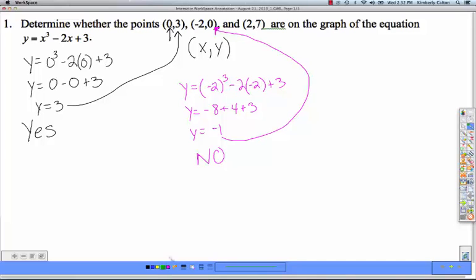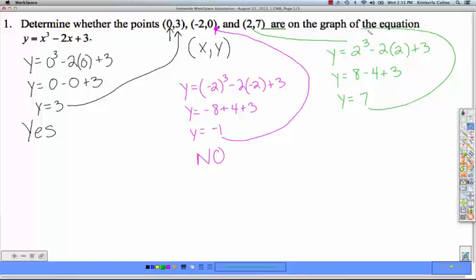And lastly, let's check the last point. We have y equals, and this time we're using 2. So now we have 2 cubed minus 2 times 2 plus 3. So we're going to simplify. 2 cubed is 8, minus 4, plus 3. So now we have y equals 7. And if we notice, this point does indeed match the 7 here, so this answer is yes.